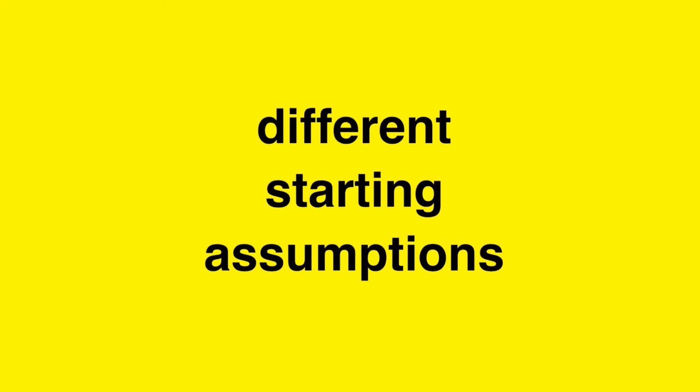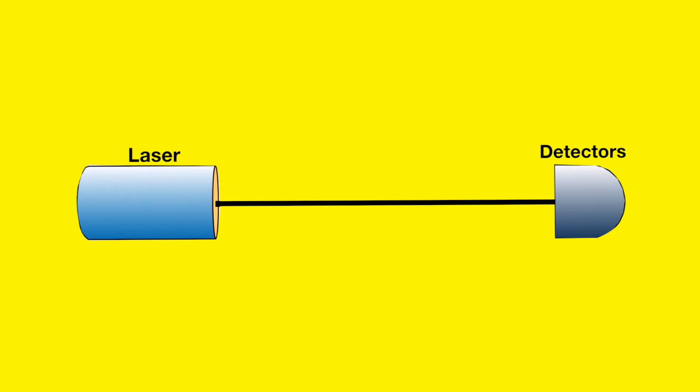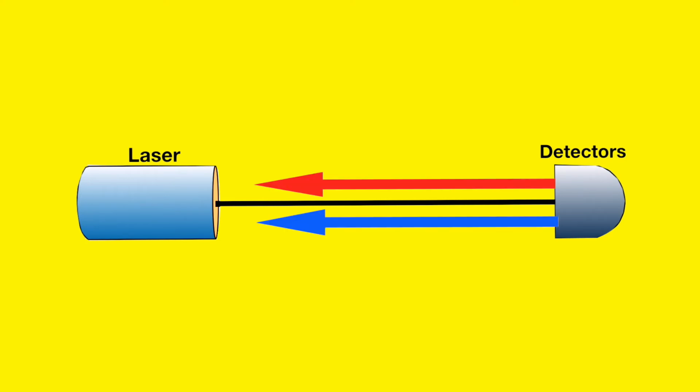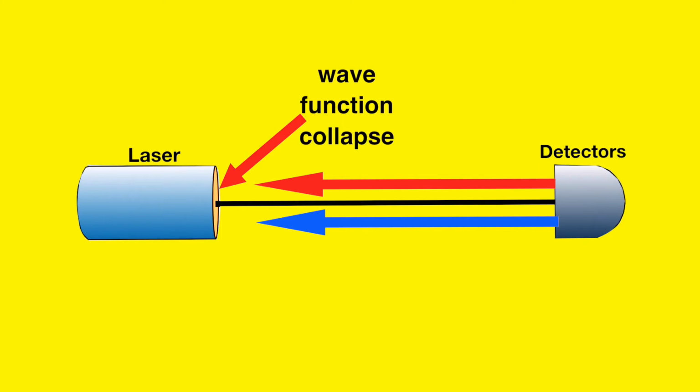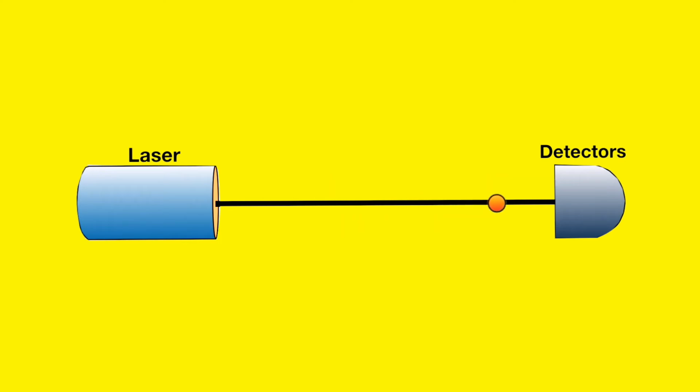But there is an alternative, which is to look at the experiment with different starting assumptions. They believe that wave function collapse occurs at the detectors. We claim there are elementary waves of zero energy going from the detectors to the laser, and that wave function collapse occurs at the laser when a photon is emitted, and as it is emitted it chooses at random which elementary wave to follow backwards. From then on, it is a deterministic experiment.